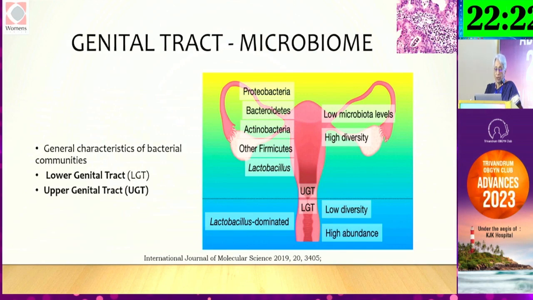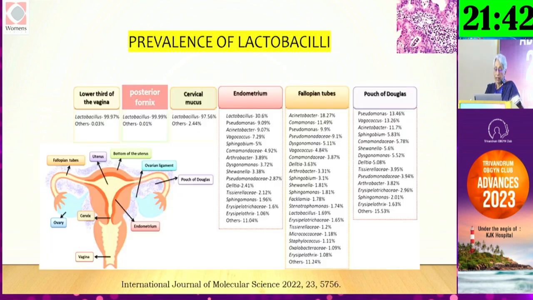And the genital tract microbiomes, if you look at it, are not similar all over the genital tract either. The general characteristics of the bacterial community differ from the lower genital tract to the upper genital tract. The lower genital tract is lactobacillus dominated, with a very high abundance of lactobacillus closer to the introitus, and lower diversity upper in the vagina and in the cervix. When you get to the uterine cavity, the lactobacillus levels become much lower. The overall microbiota levels become much lower, and the diversity, though, becomes much more. So you have more microorganisms and more kinds of microorganisms in the uterine cavity.